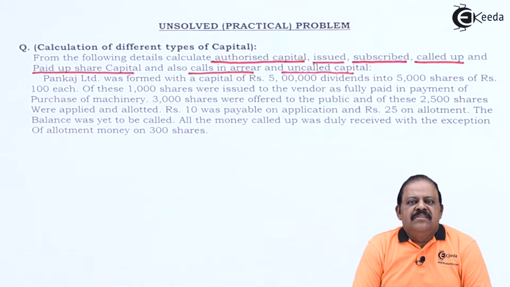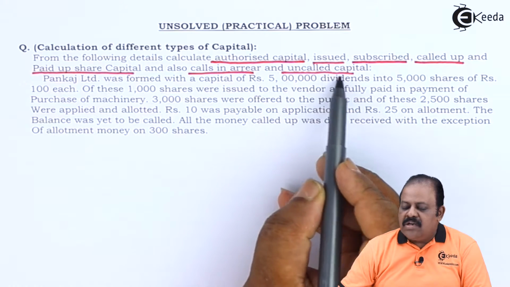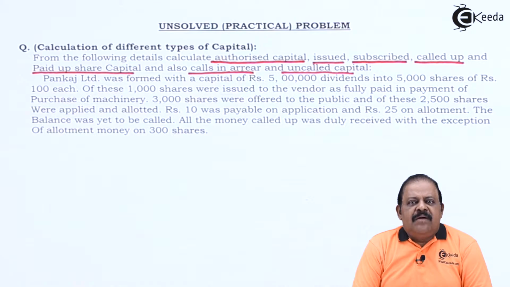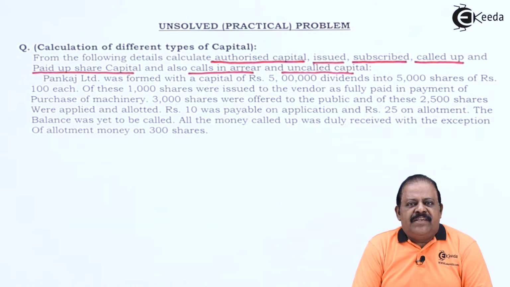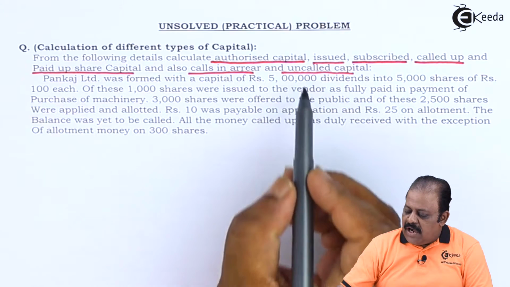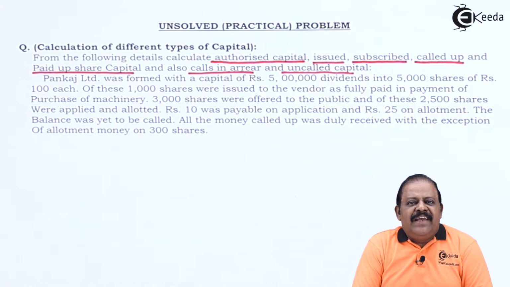And also calls in arrears and uncalled capital. Uncalled capital means the amount of call which is not demanded by company right now, but it will be demanded in future, which is called as uncalled capital. It becomes necessary for the shareholder to pay amount of call only when it is demanded by the company. Till then it is called as what? Uncalled capital.